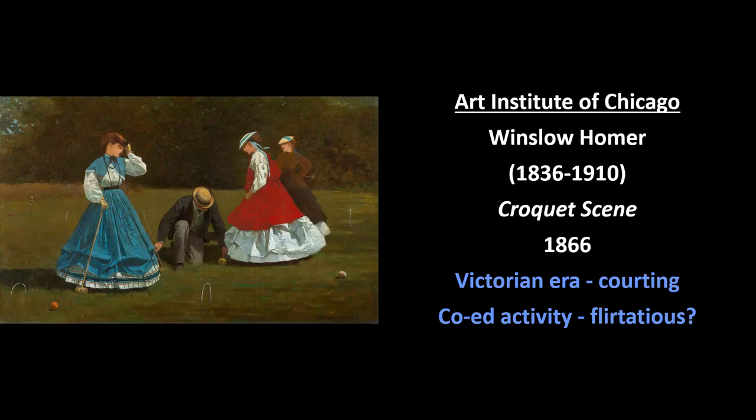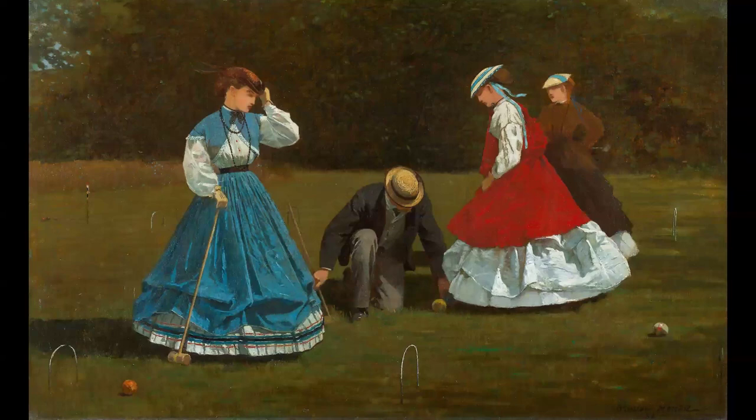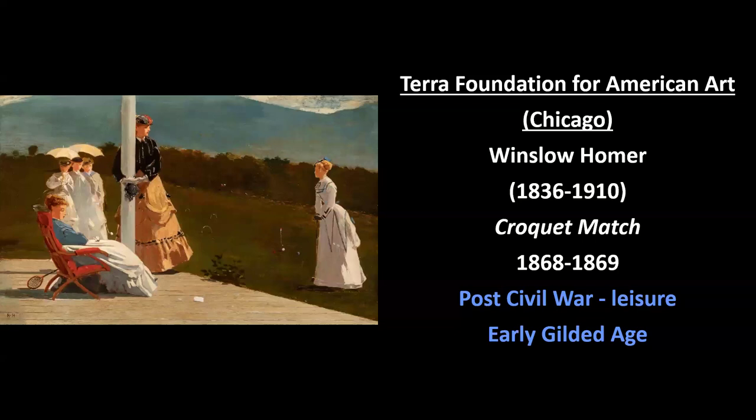And so usually in this era, if you were single, you stayed with your same gender. But in this game, croquet, men and women could play with each other. So it was a chance for people to kind of court, so to speak, or flirt with one another. So it becomes really popular. And Homer does this whole series of croquet scenes. This is 1866. It's only a year after the war is over. And he does a whole number of these paintings of croquet.